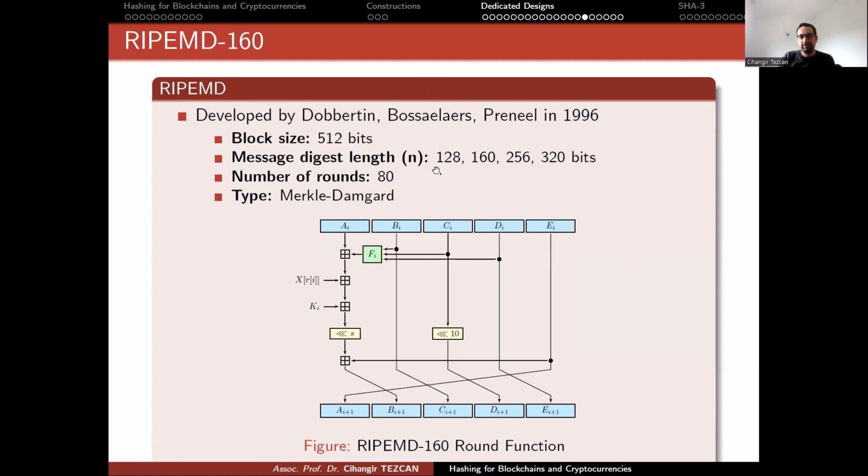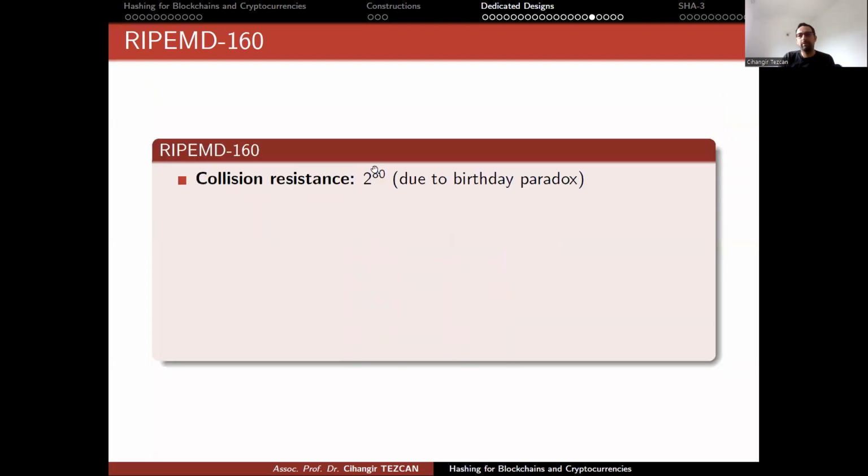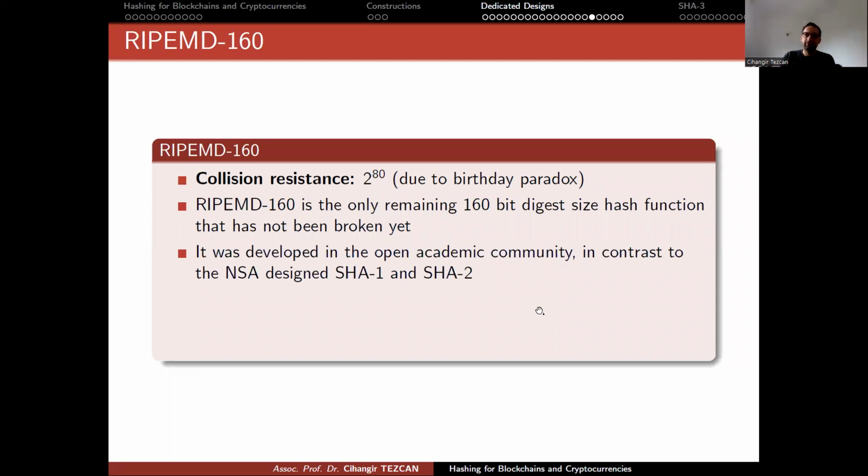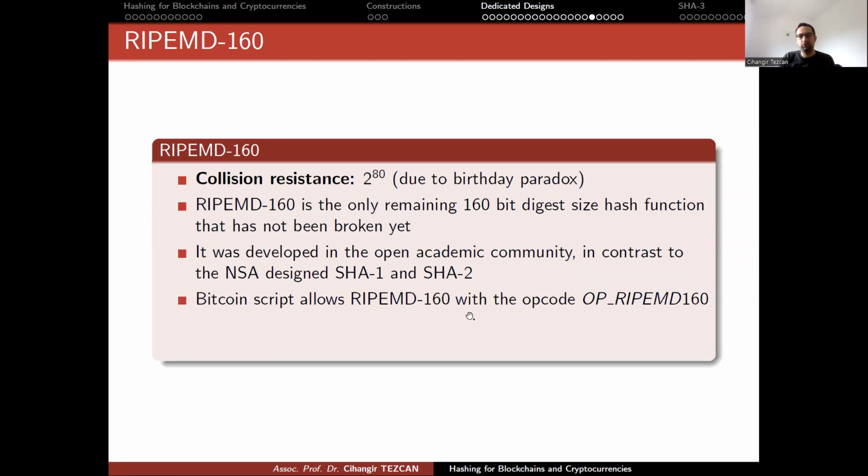It looks very similar to SHA1. And if you use the 160-bit output version, it is still secure, so there are no attacks. As you can see, it looks very similar to MD4, MD5 or SHA1, but the good thing is that there is no better attack than the birthday paradox. So RIPEMD is secure. RIPEMD-160 is the only remaining 160-bit digest size hash function that has not been broken yet.